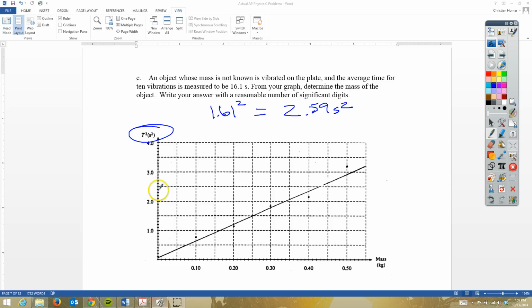2.59 would be somewhere in this area here. If we go over to our graph, that 2.59 would be somewhere about in this area. So from this, it looks like we've got probably a point right there, and we see that that's about 0.45 on our scale for mass. So we're going to put 0.45 kilograms. Okay, and this part is worth 2 points. As long as you have the 0.45 kilograms and you have the 2.59 seconds squared, they give you both of those points, which is really nice.